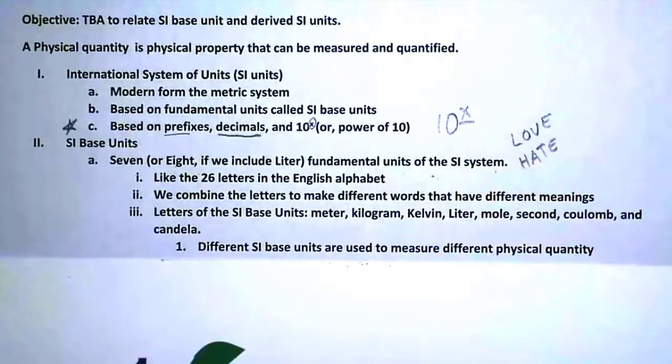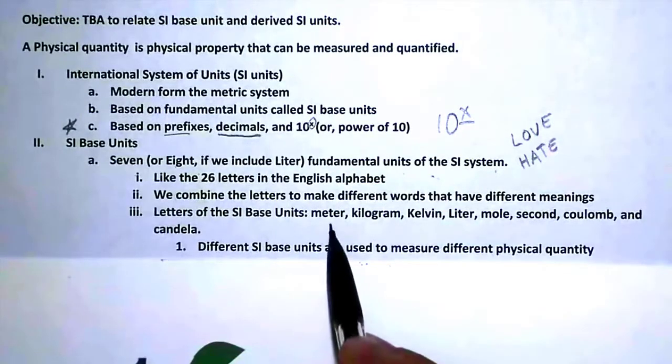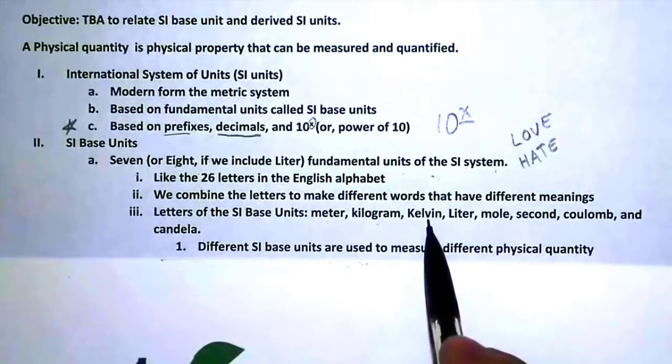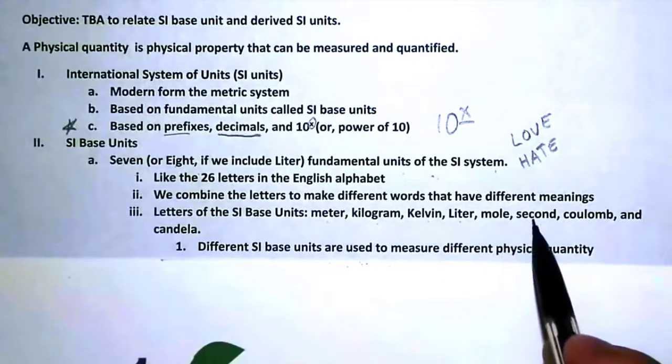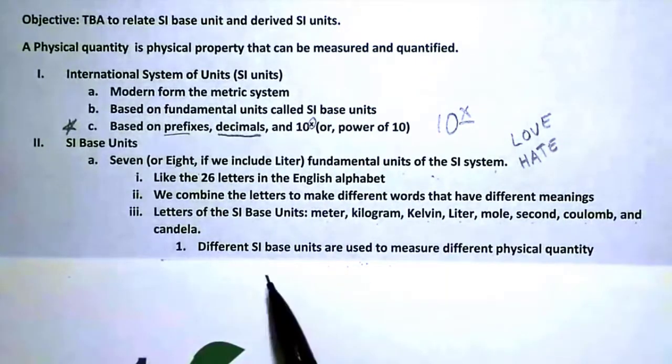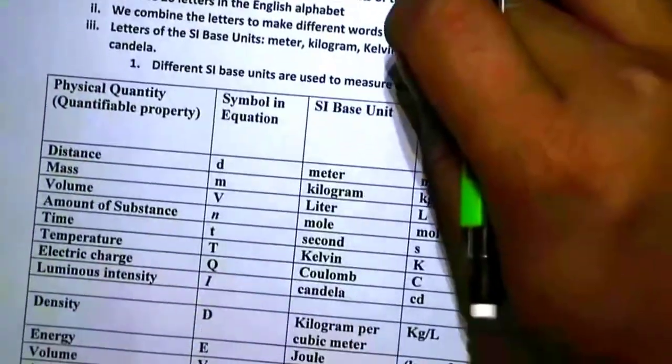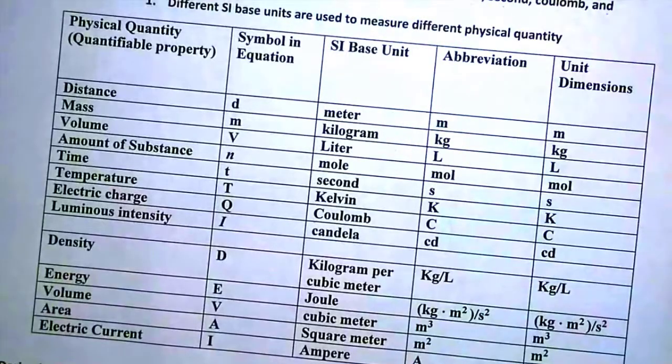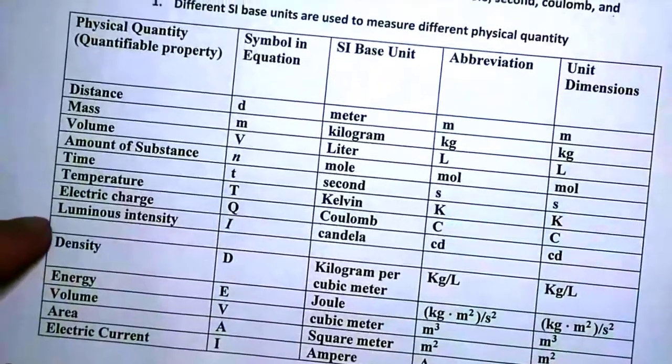In the SI system, there are only 8 letters, and the letters are meter, kilogram, Kelvin, liter, mole, second, coulomb, and candela. The properties of each of the SI base units are described in this beautiful table. The first 8 are the SI base units.